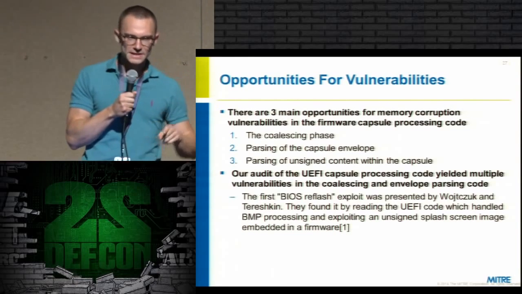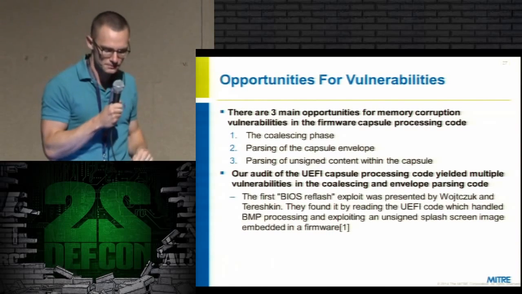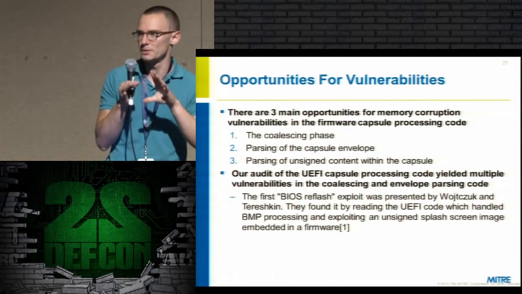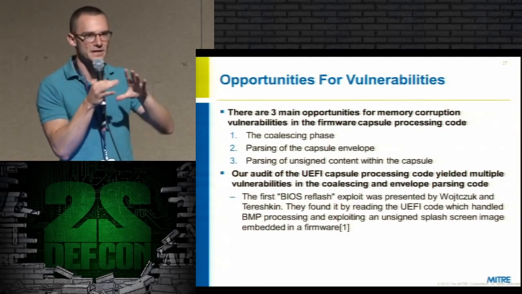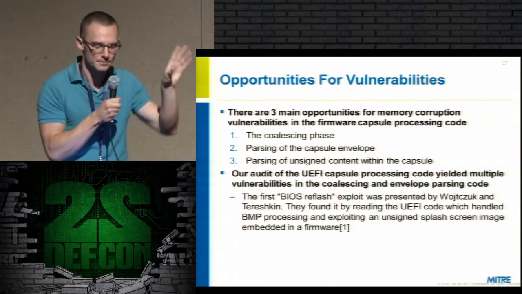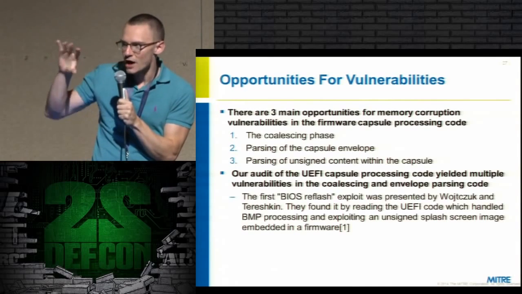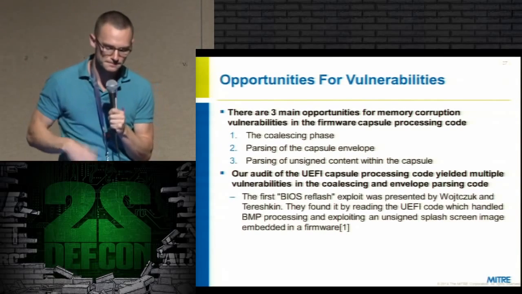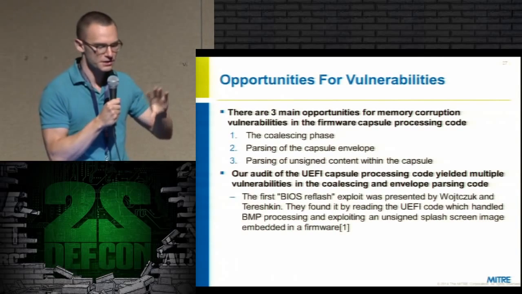Well, the coalescing phase all happens before the signature check, because the fragments are controlled by the operating system. The parsing of the capsule envelopes: many of the envelopes we found would be parsed by UEFI before the signature check actually occurred, since it had to parse many of these envelopes to facilitate the signature checking process. So any memory corruption vulnerabilities in these envelopes could be used to hijack control of the instruction pointer in the context of UEFI. And the third and final option was parsing of unsigned content within the capsule.